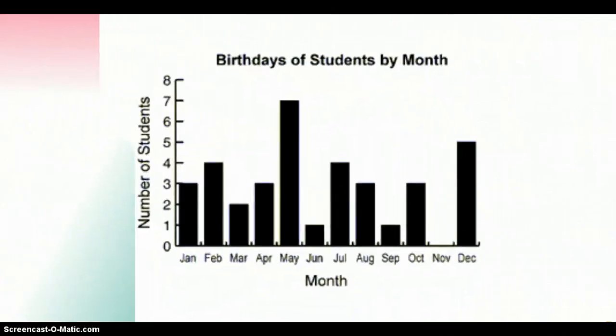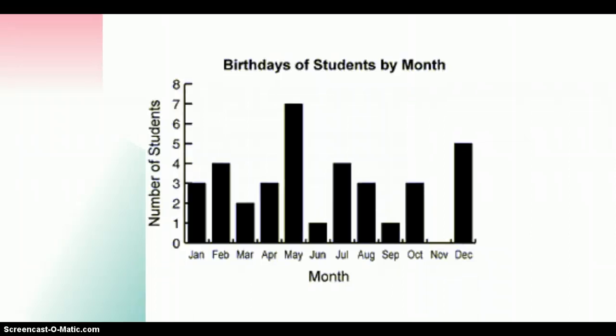Here's another bar graph. You can see there's numbers where it says number of students. That's going up along the axis. And then also month is going along the other axis. And you can see the month would be the category. And then the number of students who were born in the month, that's your variable, that's your number.